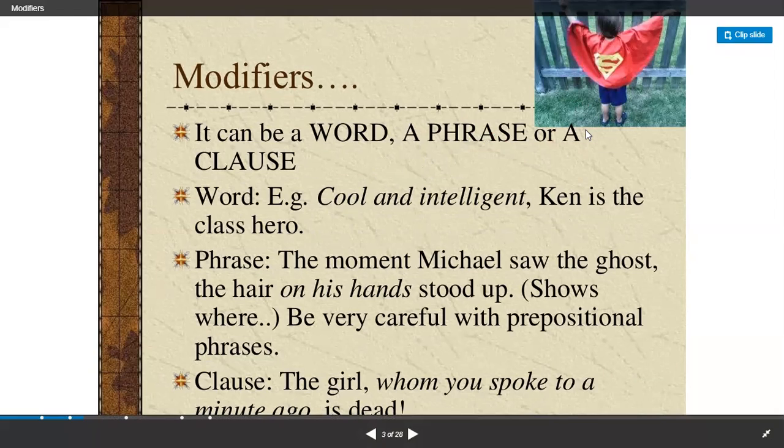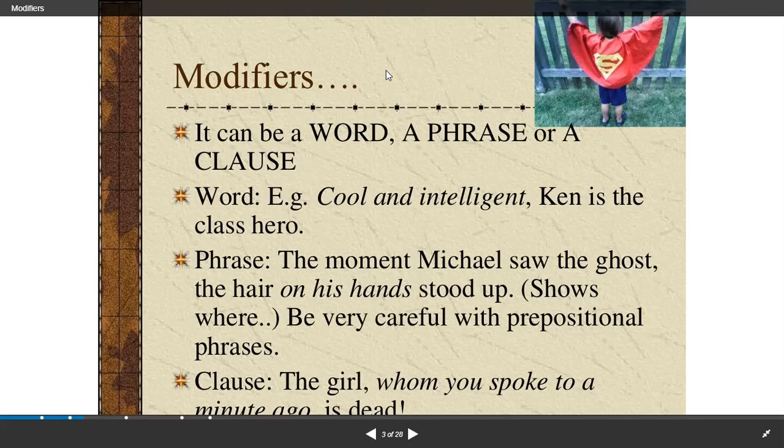The boy is wearing like a Superman and he goes to the class. But I want to describe specifically about this boy. Maybe he went to the class and all the class is wearing Superman. So what is the benefit of saying Ken is a class hero? Maybe the whole class, they are wearing Superman. But no, I said cool and intelligent Ken is the class hero.